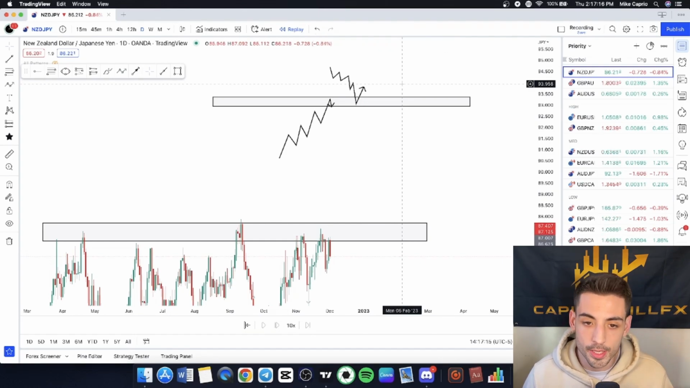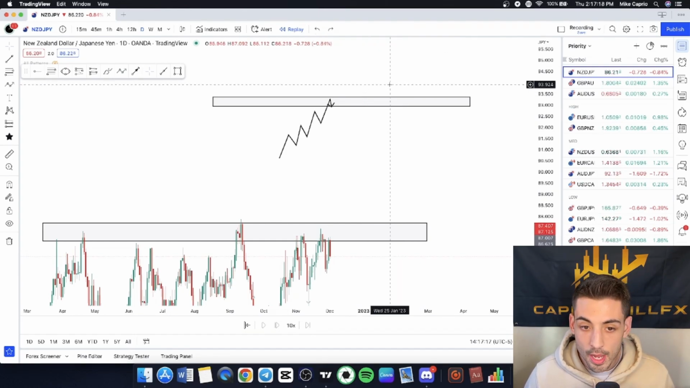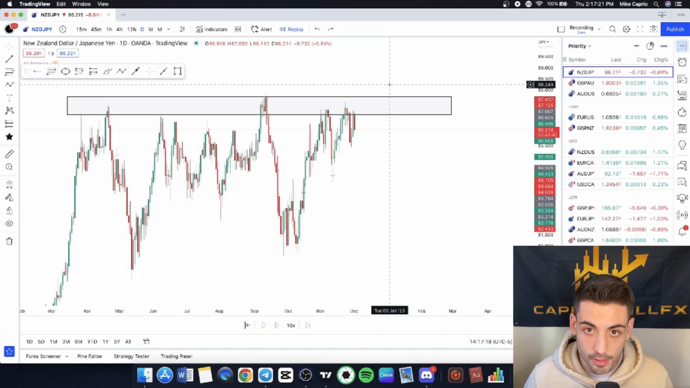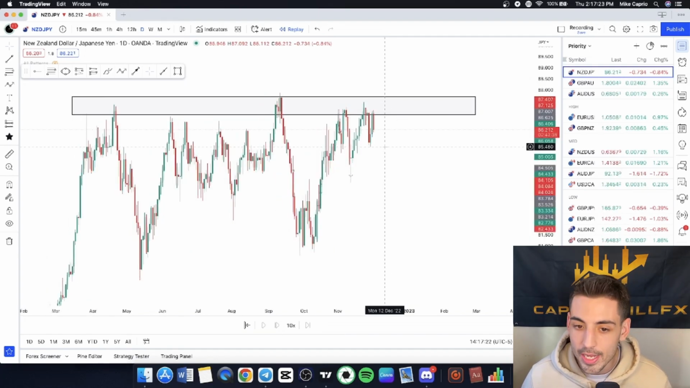It's literally as simple as that. Buying at support, selling at resistance. It is so simple and basic that my 6-year-old niece could do it. Okay, it's very simple, not easy, but very simple.